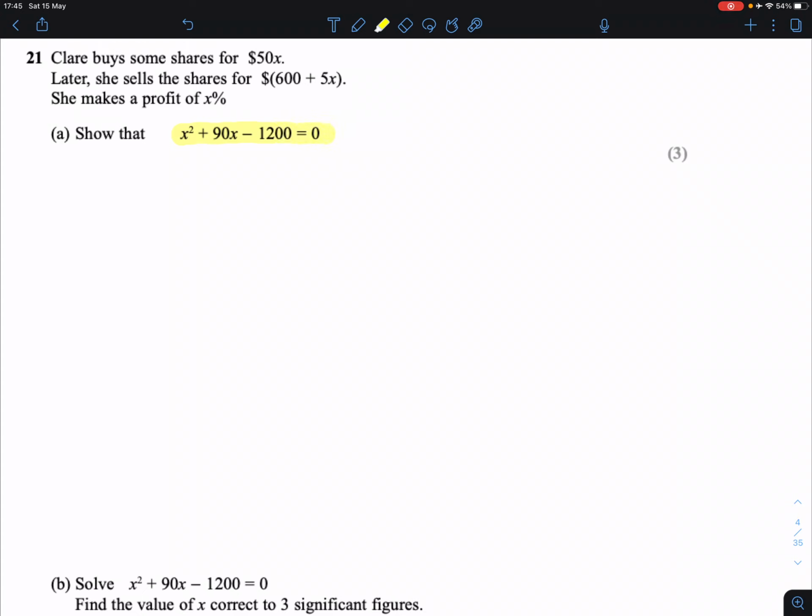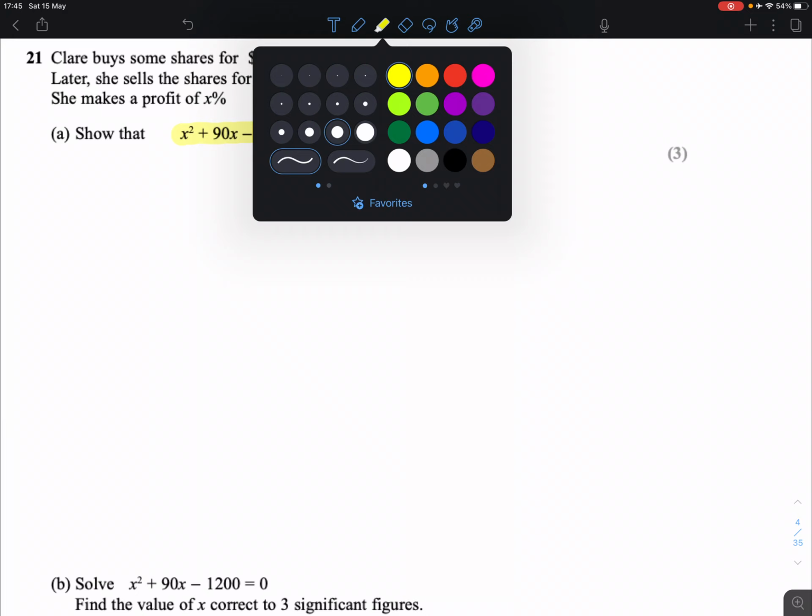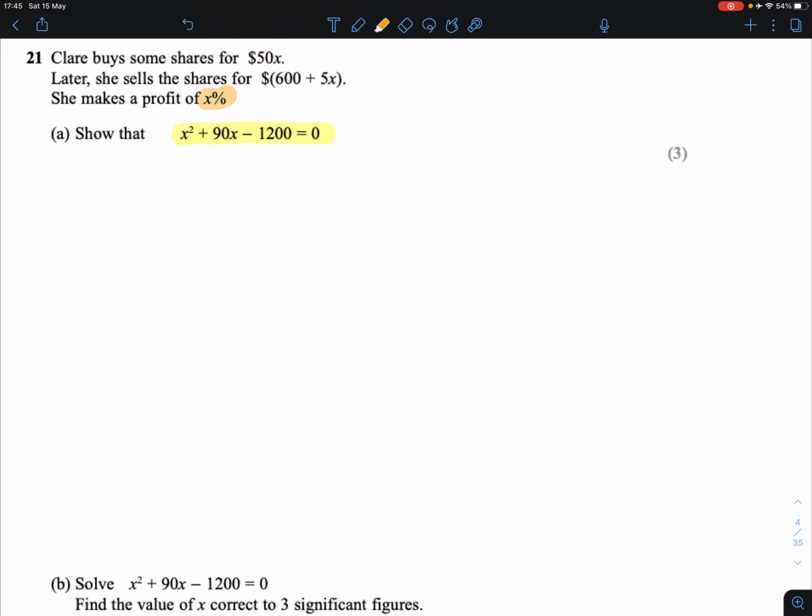Now these types of show questions, you're not expected to have any idea as it stands where that comes from. So what you need to do is look at the information that the question gives us and use it in order to create an equation, after which, once you have that equation, you can then make it look like what we have here.